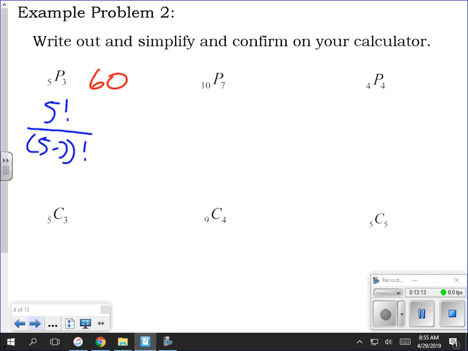We'll get to that. Which one's which? We'll get to that in a little bit. Right now, we're just practicing using the formulas. Okay. So in the next one, same idea.